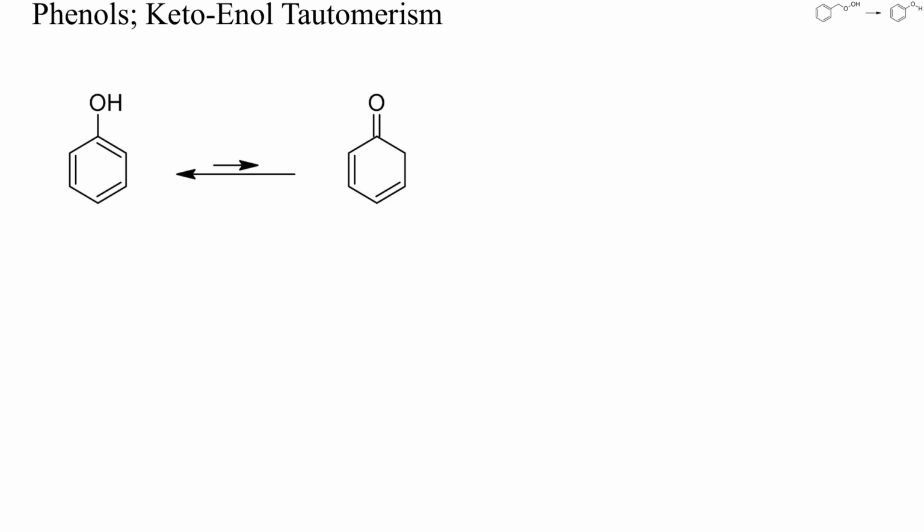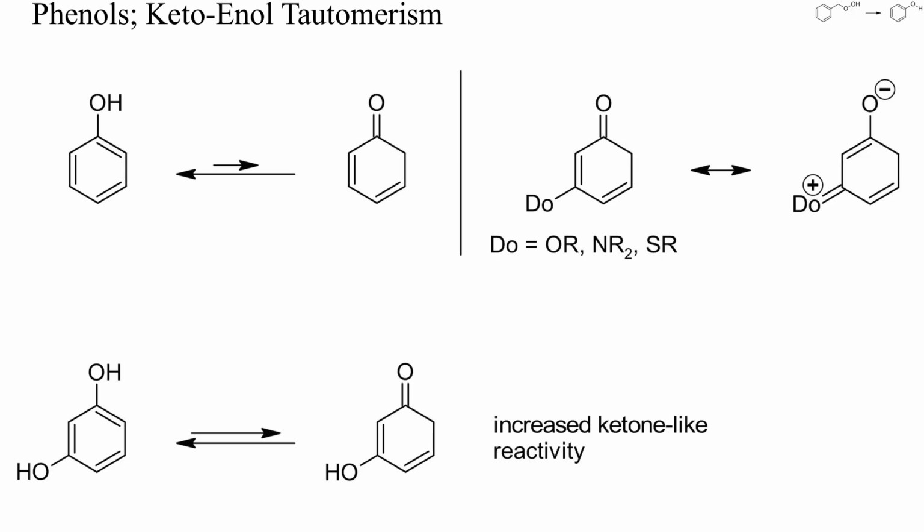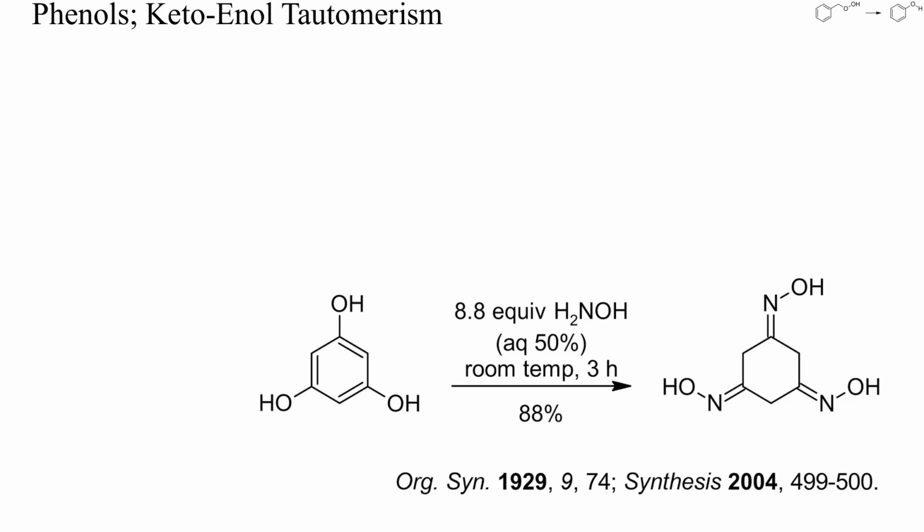Unprotected phenols can tautomerize to cyclohexadienones. The ratio of phenol to ketone depends on the substituents and can also be influenced by acids and bases and by the solvent. Thus, phenols with electron-donating substituents at positions 3 and 5 show more ketone character because the keto form is stabilized electronically. Phloroglucinol, for instance, the starting phenol of this example, often reacts as a ketone. Here, treatment with an excess of hydroxylamine yielded mainly a non-aromatic oxime.